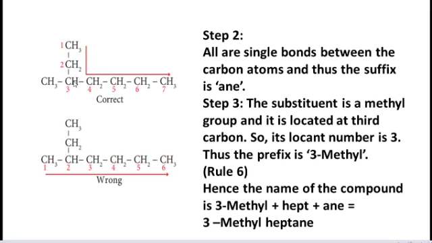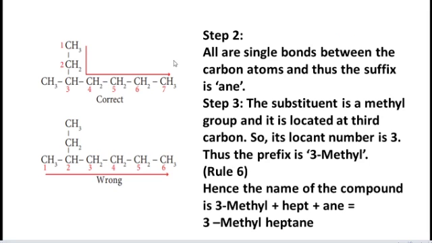So the place is 3, and this is a methyl group. So the name of the compound is 3-methyl, then hept plus ane. That is 3-methylheptane.